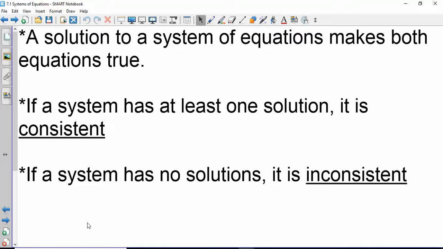A system can be two or more equations. The solution has to make every single one of those equations true. If you get a solution, that's what we call a consistent system. If it has no solution, we call it inconsistent. And you will have to know that as we go through these. Anytime we get no solution, you will have to say inconsistent along with that.